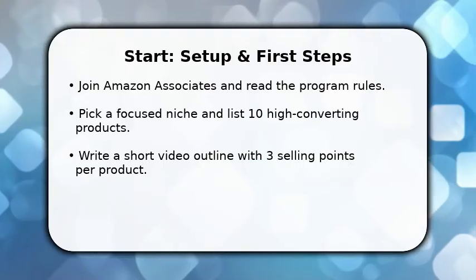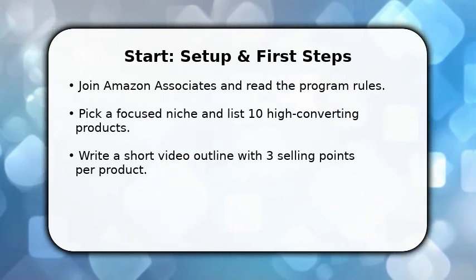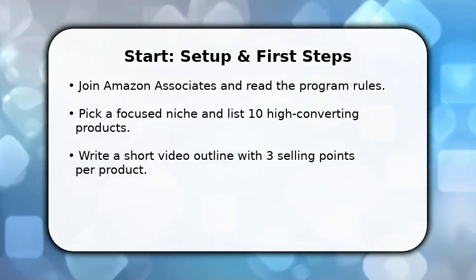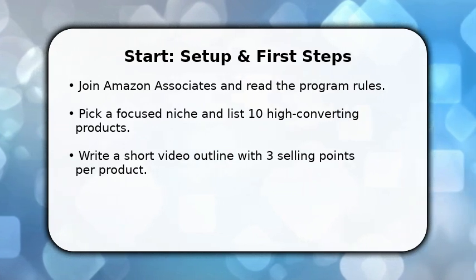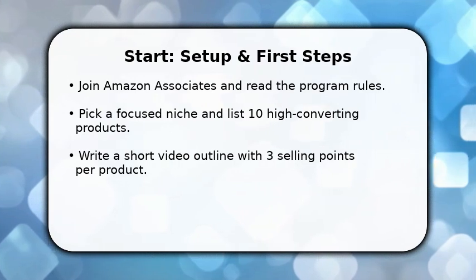You begin by joining Amazon Associates and confirming approval. This matters because you need tracking before you promote. Once done, choose a tight niche to focus views and conversions, then research 10 products that match intent.